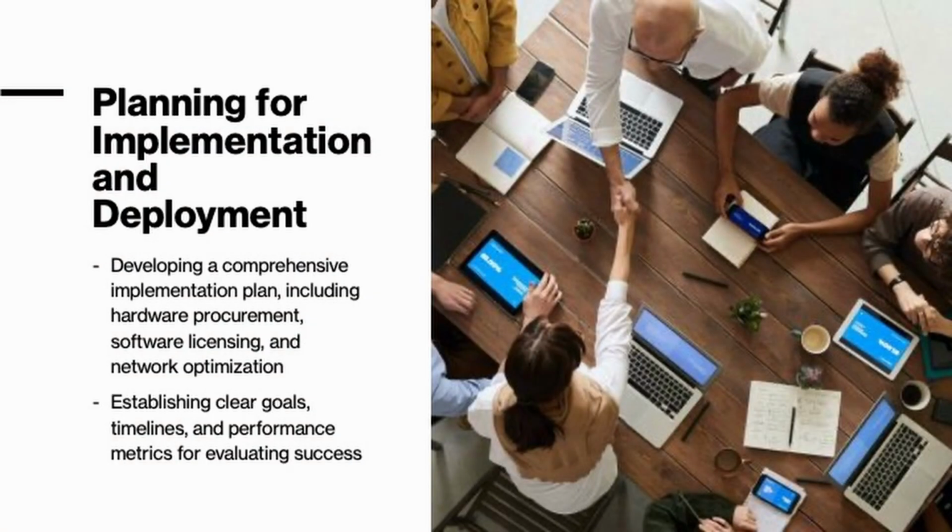So planning for implementation and deployment. You develop a comprehensive implementation plan, including hardware procurement, software licensing, and network optimization. So those are the three big keys that we talked about. Your hardware procurement, so you can buy the servers and things that you need for the VDI to run on. Your software licensing, so you're paying a company that says, essentially, I license you or enable you to do this. And your network is optimized to allow people to connect to their infrastructure easily and quickly. Those three things are a requirement when it comes to VDI.